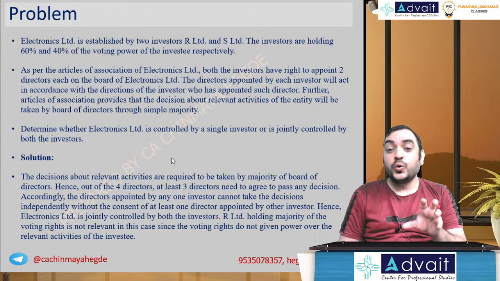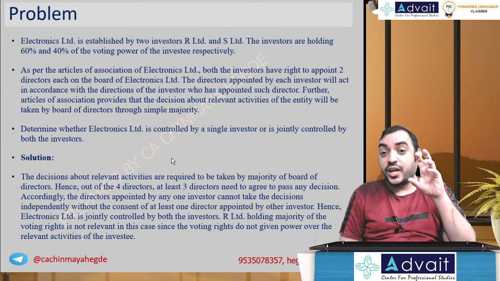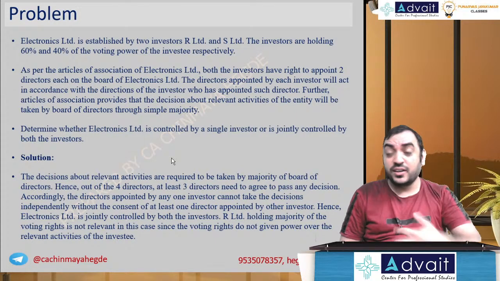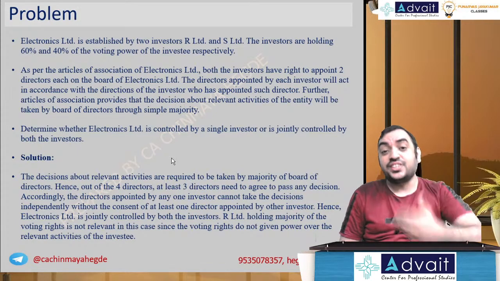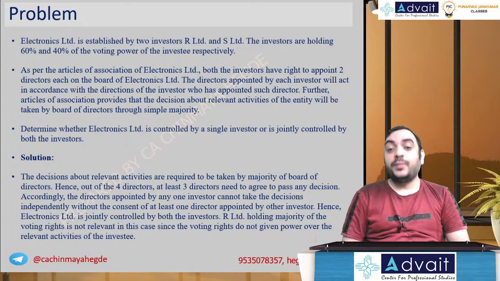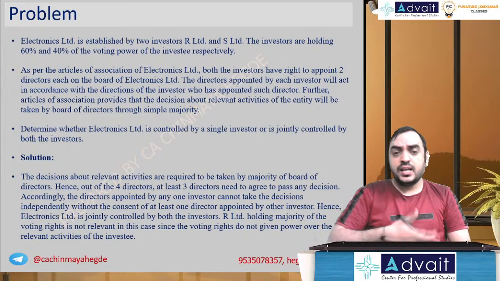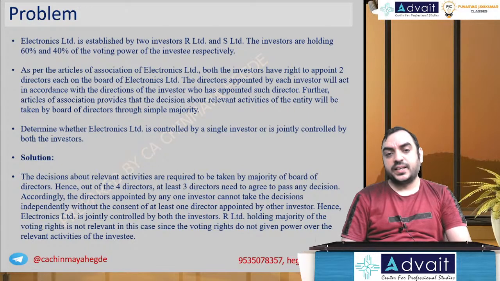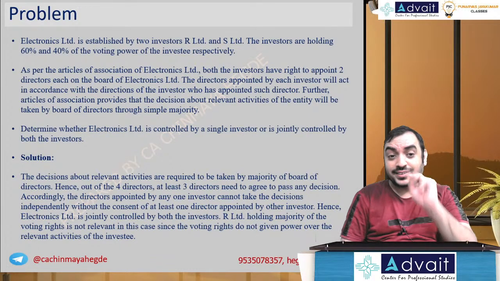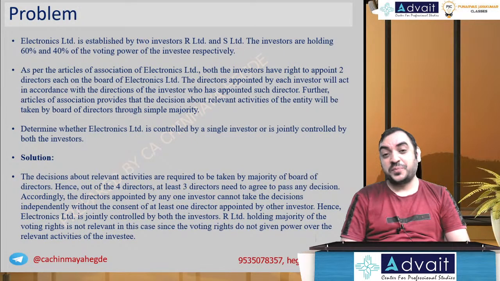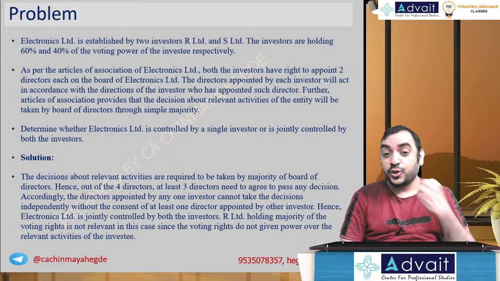But we are not looking at the rule-based, we are looking at the principle-based, we are looking at the situations. So for you to have the control, you need to have the power, variable returns, and the power to make the change in variable returns, power to link both. So you should look at more information. Of course, if nothing else is there, the person having 60% is said to have the control. But let's read it. As per the Articles of Association of Electronics Limited, both investors have the right to appoint two directors each on the board of directors. Your shares might be 60%, 40%, but both of you can appoint two directors.